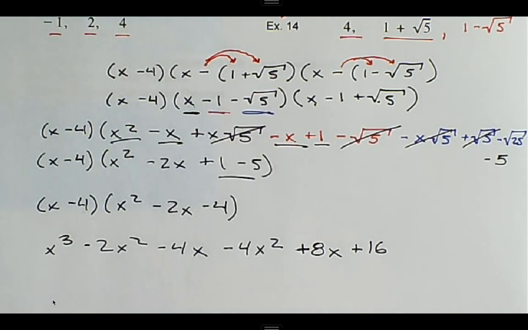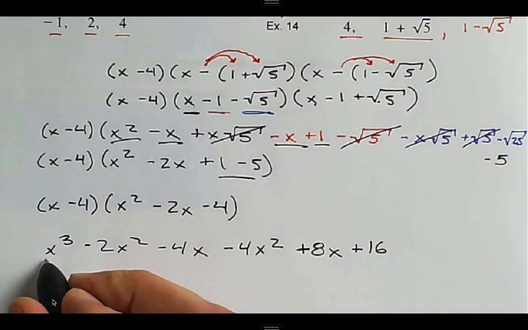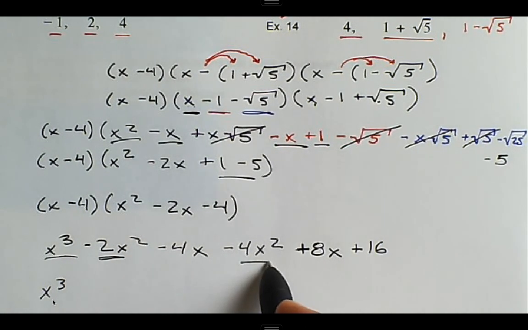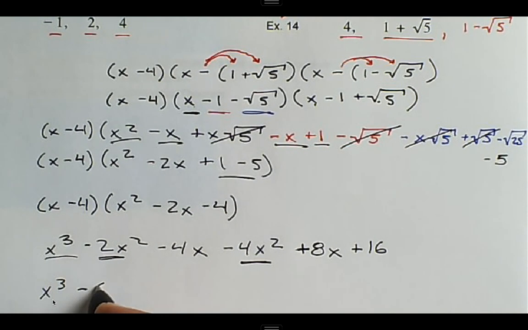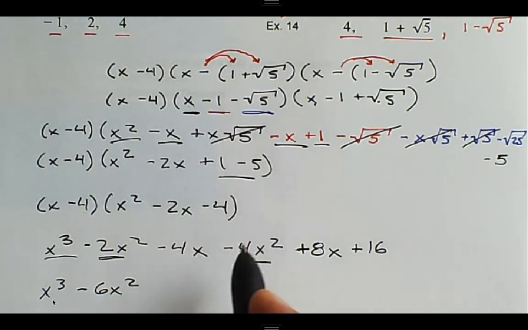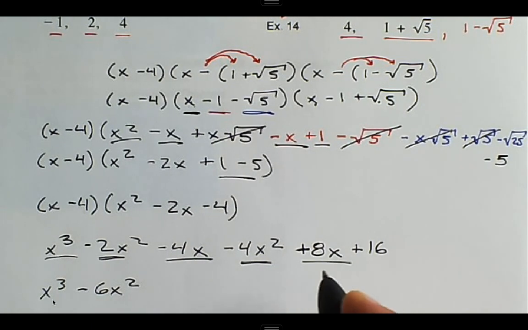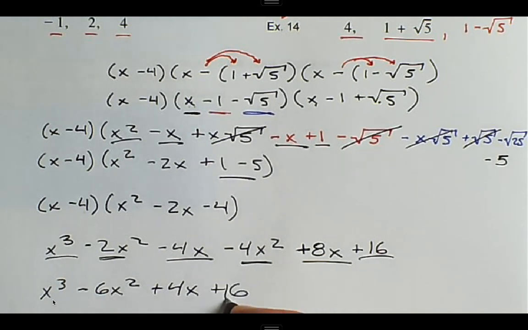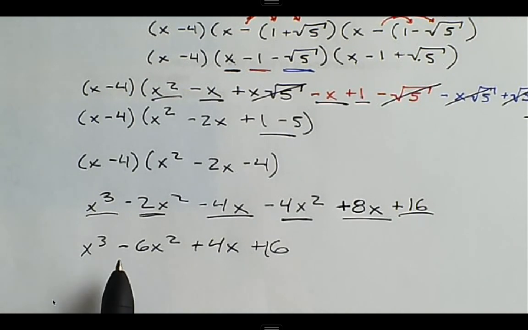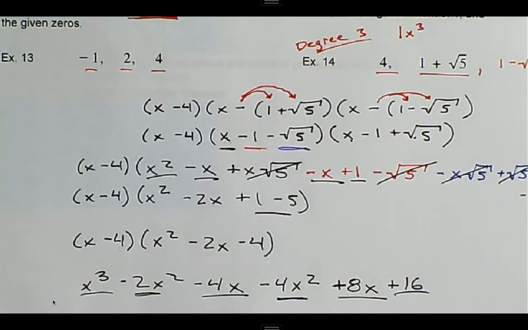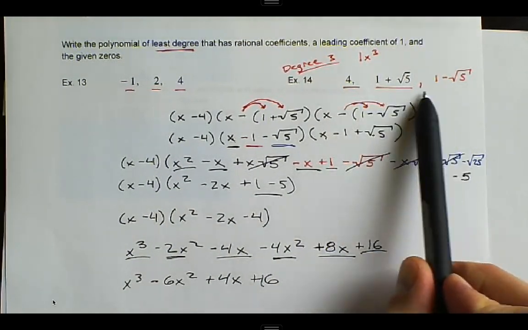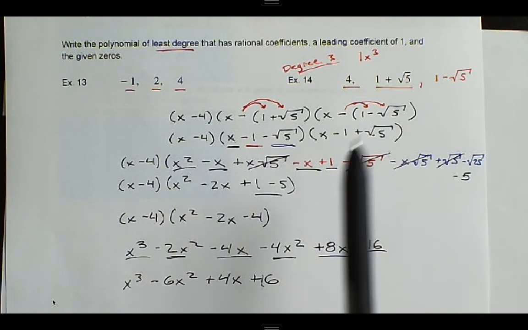And now we can combine like terms. We have 1x cubed. The next one we come to is x squared. We have a negative 2x squared and a negative 4x squared, so that becomes negative 6x squared. Then we have a negative 4x and a positive 8x. That becomes positive 4x and positive 16. And so this is the polynomial of least degree where we started from with our 3 zeros up here.